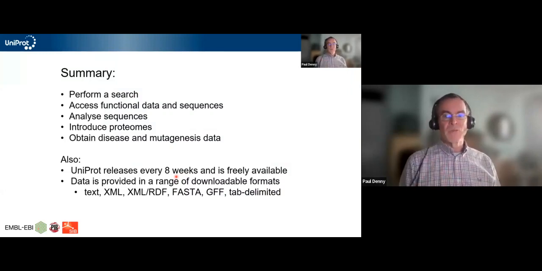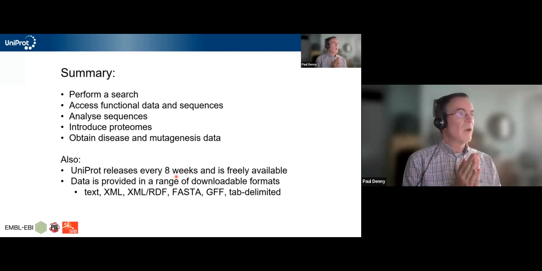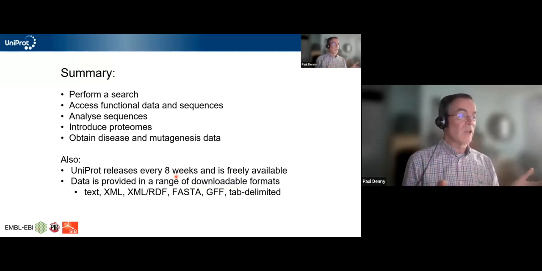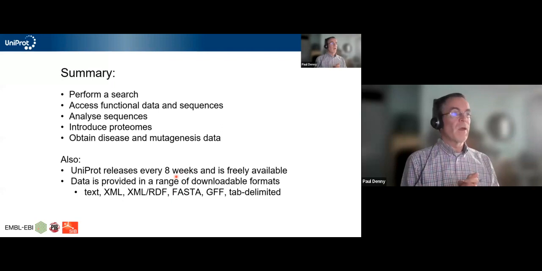Finally, I'd like to just summarize what I've given you, and that is a kind of whistle-stop overview of the information that's stored in the UniProt knowledge base, how you can perform a search, what kind of functional data and sequence information you can retrieve from the database, how you can analyze those sequences. I've very briefly given you an introduction to proteomes, and finally said something about disease and mutagenesis data, which UniProt stores.